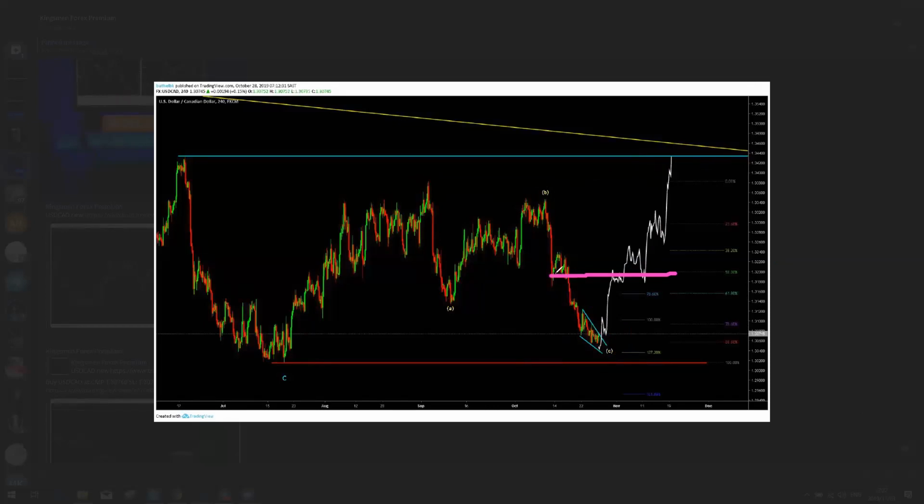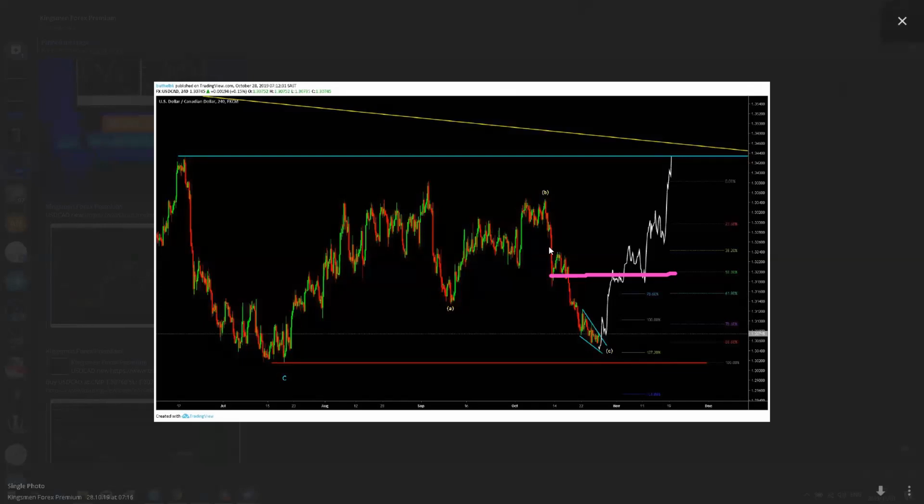We've reached our first target, which was the break of this area. Our next target will be a test of this level. I'll update the number of pips in the description. Let's go to the next pair, which is, let's see.